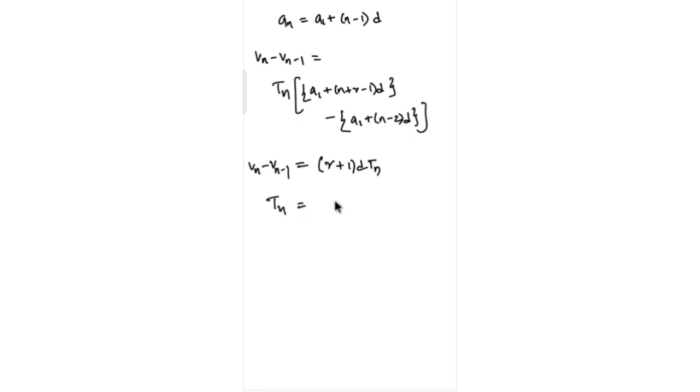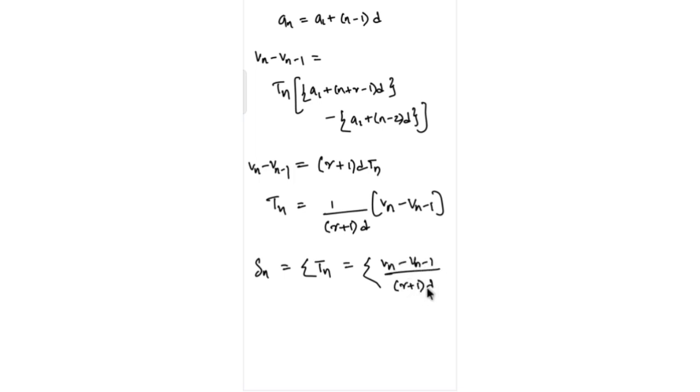So my Tn is basically 1/(r+1) into d into (Vn minus V(n-1)). Alright, so this is my Tn. And how do you find Sn? You just need to put sigma to it. So sigma Tn, which is equal to sigma (Vn minus V(n-1)) divided by (r+1) into d.